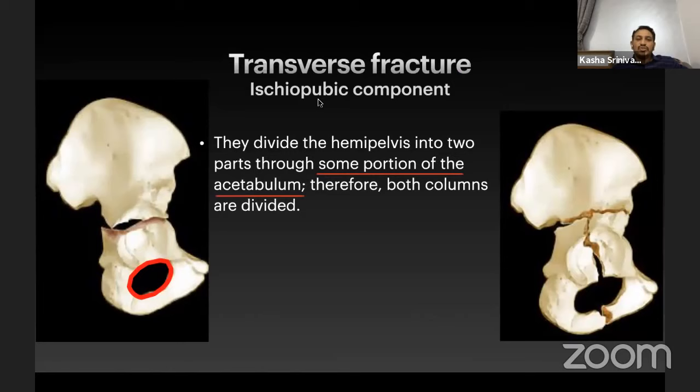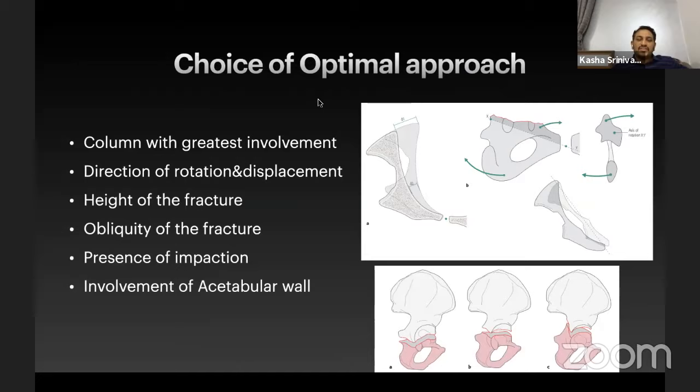So the choice of optimal approach, which has already been covered by Dr. Ashok, mainly depends on the column with greatest involvement, direction of rotation and displacement, height of the fracture, and obliquity of the fracture. Presence of impaction also guides what approach we have to take, and involvement of the acetabular wall.